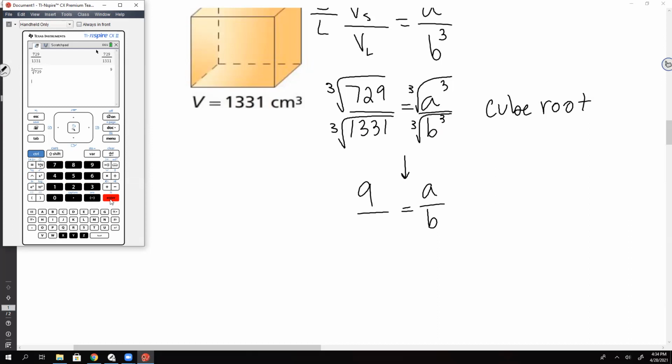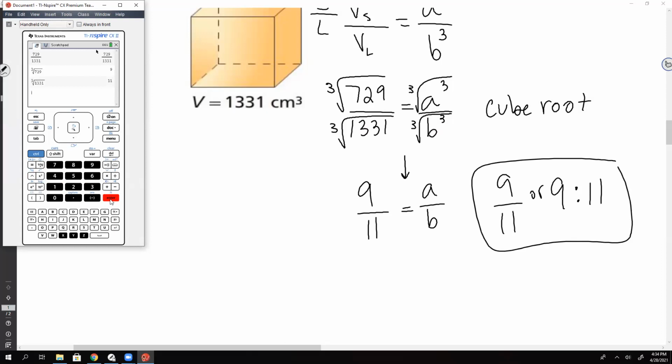Now I'm going to do the cube root of 1331. So again, control, caret, cube root, so I put 3, and then I want 1331. I press enter, and it's 11. So the scale factor here, the similarity ratio, is going to be 9/11, or 9 to 11. So you'll see it phrased both ways. That means that when I have my shapes, their sides are going to be in a ratio of 9 to 11.